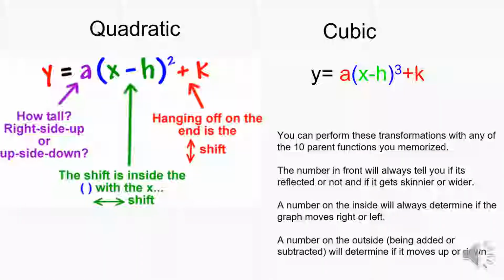So to help us solidify our understanding, there are three different colors corresponding to the different ways a function can move. The a, or the number in front, tells us whether it's right side up or upside down, and how skinny or tall and fat it is. The h on the inside determines right and left, and the k on the outside controls up and down. So I've used an example of a quadratic and a cubic, but you can perform these transformations with all 10 parent functions.